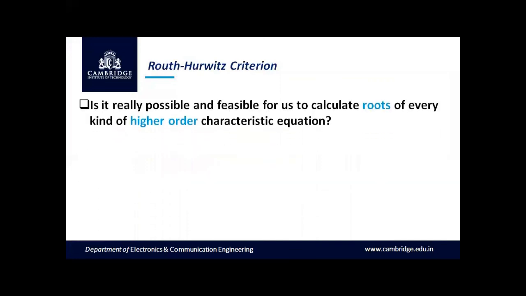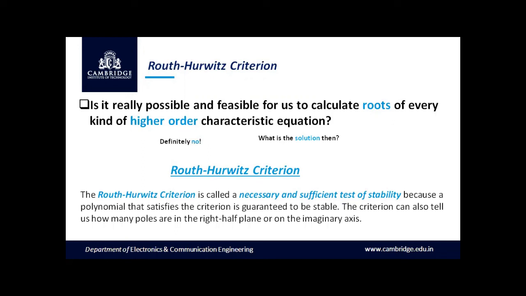Now the question is, is it really possible and feasible for us to calculate the roots of every kind of higher order characteristic equation? The answer is definitely no. But then what is the solution? The answer is the Routh-Hurwitz criterion. Hence, the Routh-Hurwitz criterion is called a necessary and sufficient test of stability because a polynomial that satisfies the criterion is guaranteed to be stable. The criterion can also tell us how many poles are in the right half plane or on the imaginary axis.